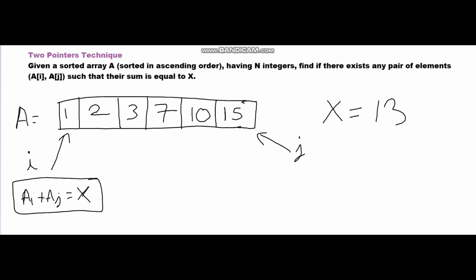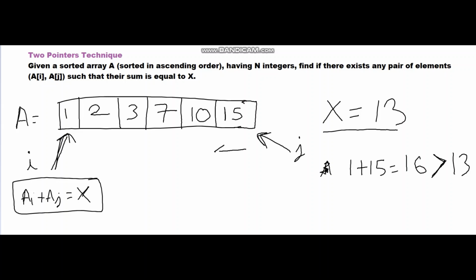Let's begin. i is at the start and j is at the end. So ai plus aj in this case is 1 plus 15, which equals 16, which is not equal to 13. So definitely this is not the pair. We compare this with our number x, which is 13, and 16 is greater than 13. This means we have to go one step towards the left. We have to decrease j.